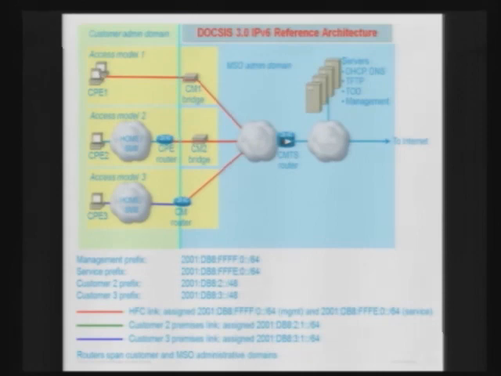And prefix delegation can be employed in access model 3 as well, because you have an embedded router and multiple subnets behind that.